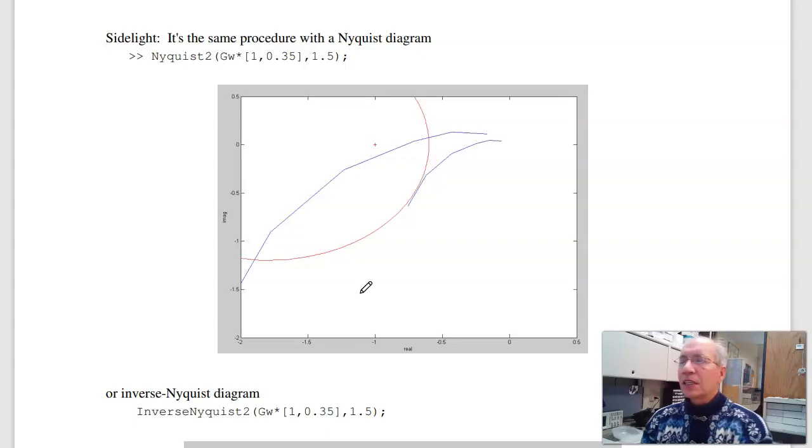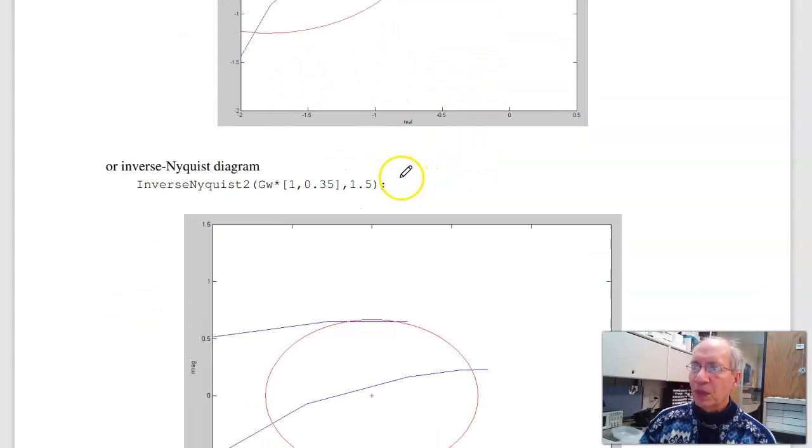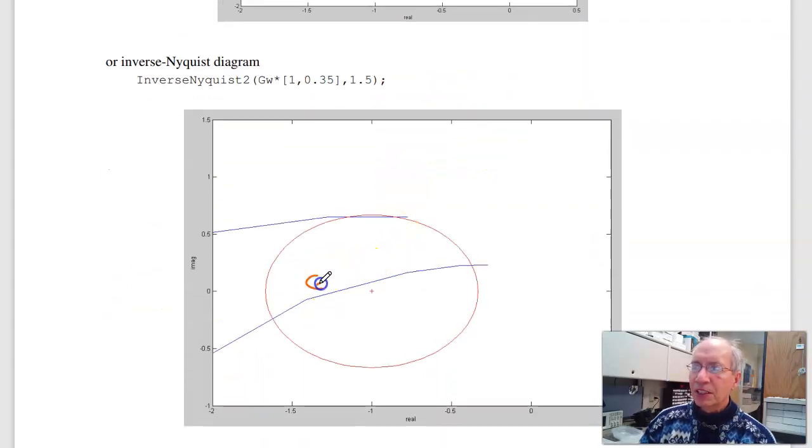As a sidelight, it's the same thing if I do a Nyquist diagram. If I do a Nyquist diagram, I plot the real part of G versus complex part. My M circles are now circles rather than ovals. I want to be tangent to my M circle, so here's G, here's 0.35 times G. Same idea. Or an inverse Nyquist plot. Do an inverse Nyquist plot, here's G, here's 0.35 times G. I want to be tangent to my M circle. So pick your favorite diagram, Nyquist, inverse Nyquist, Nichols, they're really all the same.